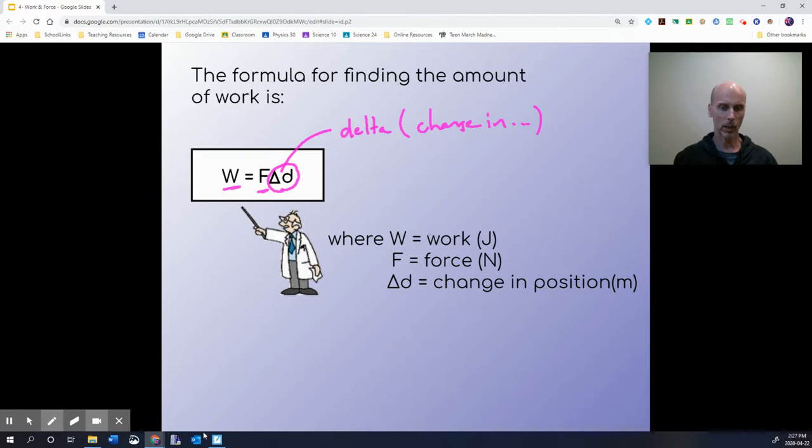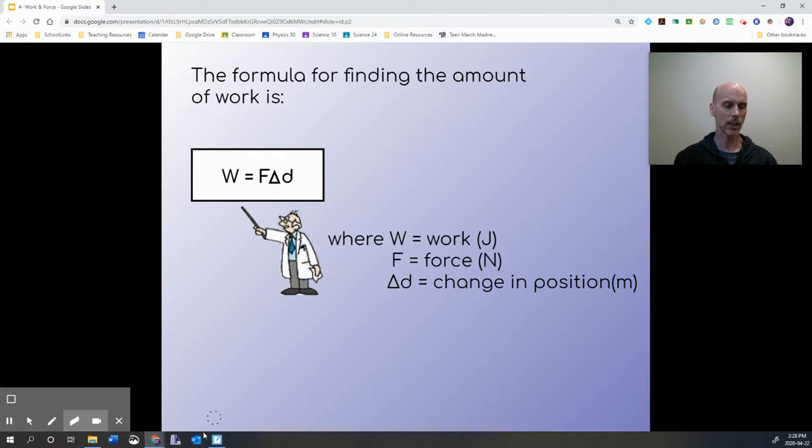The symbol for work is W, so W means work, and the units for work are going to be joules. Force, or F, is force, and that's measured in units of N, or newtons. And finally, delta D is change in position in meters. So as we move forward, this is the relationship between work, force, and distance. The idea that work is equal to force times distance.